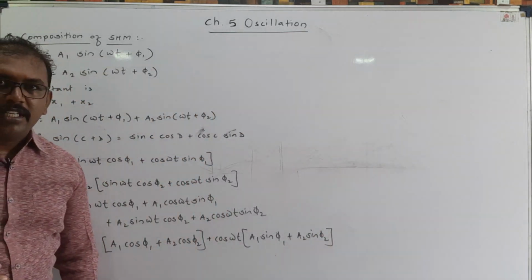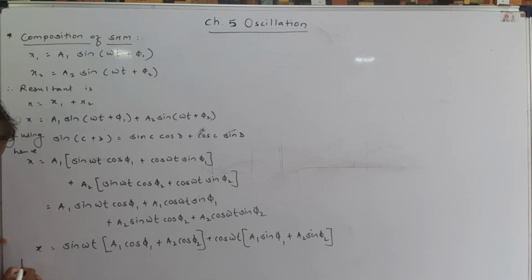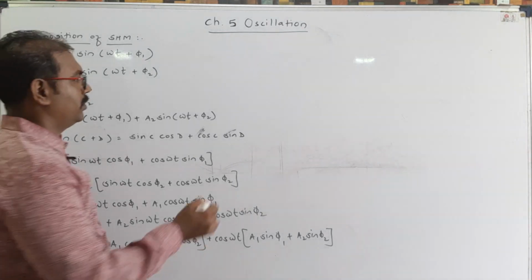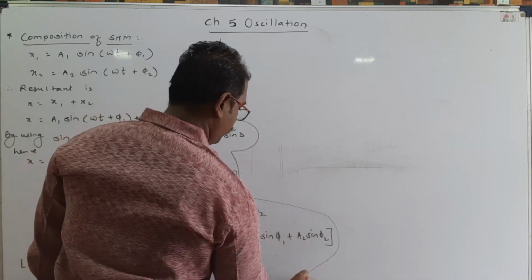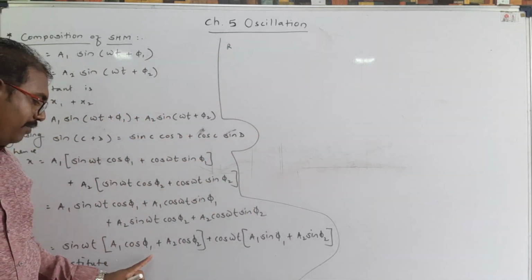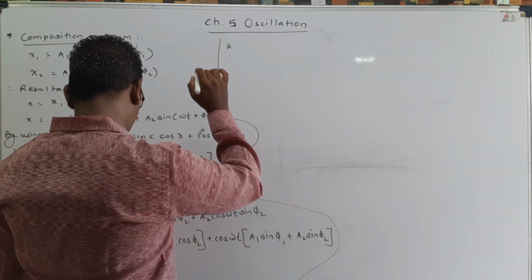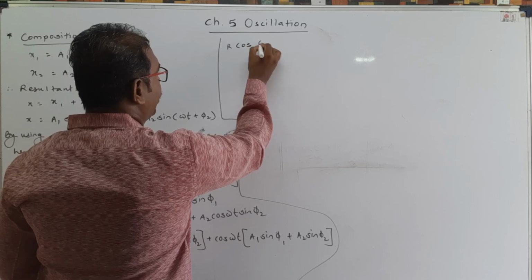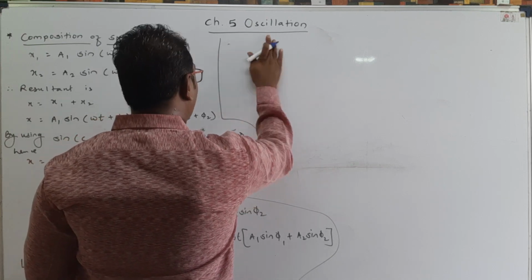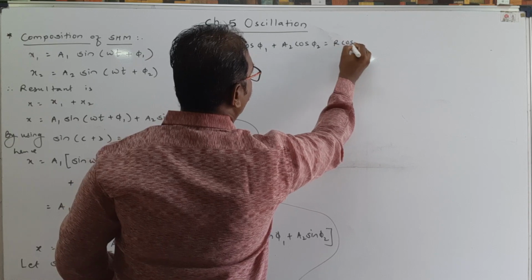Now, we try to reduce this equation by doing some substitution. So, you can see this term has amplitude, cos and phase. Instead of that, I write the resultant amplitude, for which I use R, and for the phase I use delta. So, instead of this bracket, I substitute: A1 cos phi 1 plus A2 cos phi 2 is equal to R cos delta.